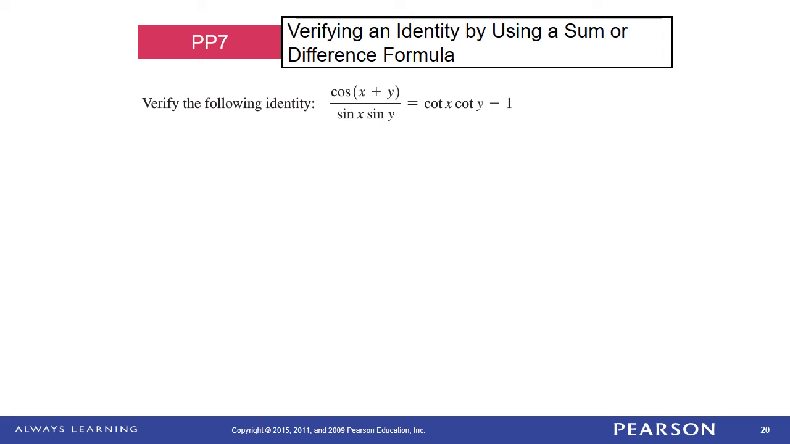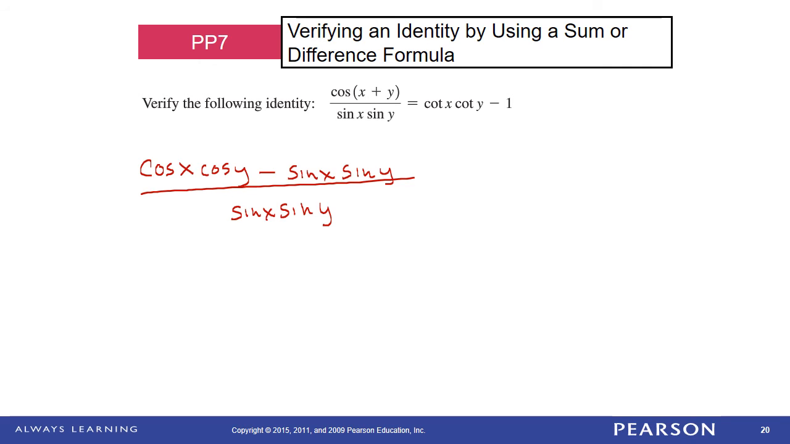Okay, so I've got to think about our rules here. I'm going to start off on the left-hand side because it's the more complicated side, and see if I can get to the right-hand side. So think about what would be the equivalent form of cosine of x plus y. Write that out and see what you get. According to the sum formula for cosine, it's going to be cosine of x, cosine of y minus sine of x, sine of y.